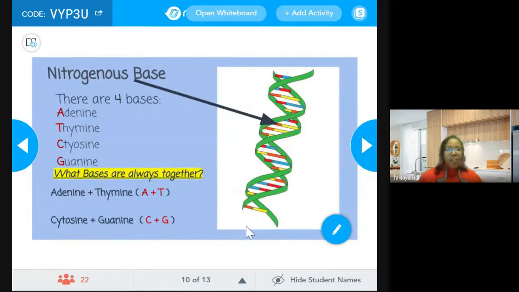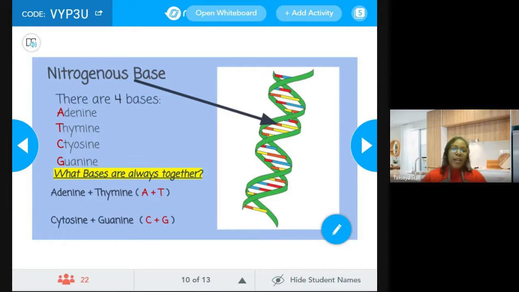All right, so this is where our nitrogenous bases are located. They're located on the inside. Remember, I said on the rungs or the steps of the ladder. And so there are 4 bases. We have adenine, thymine, cytosine, and guanine.